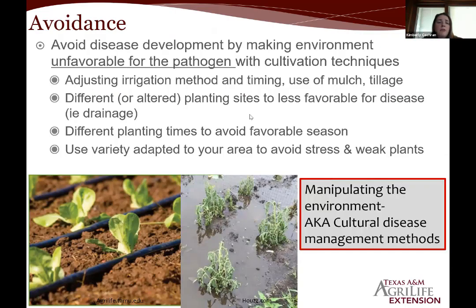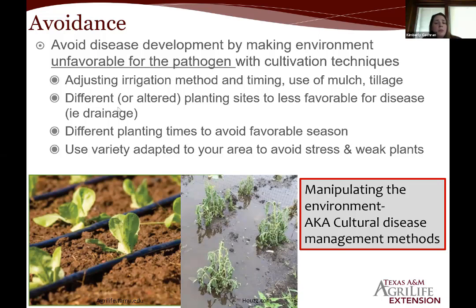Okay, so avoidance is avoiding disease development by making the environment unfavorable for the pathogen using cultivation techniques. And that includes adjusting your irrigation method and timing, the use of mulch to help reduce splashing, and tillage. Tillage helps basically turn over that plant material that could be harboring disease. It helps it decompose faster, but it also just removes it from the surface of the soil.